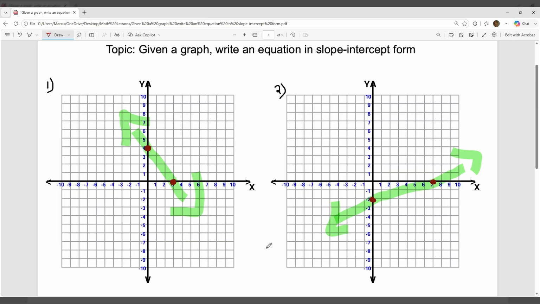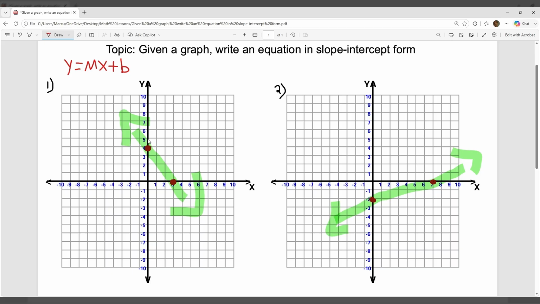So your first step here is knowing that this is slope-intercept form. You have to write this in the form y equals mx plus b. Your next step is to identify the y-intercept, which is your b. The b will always be located on your y-axis. The y-axis is this vertical line right here that goes up and down.